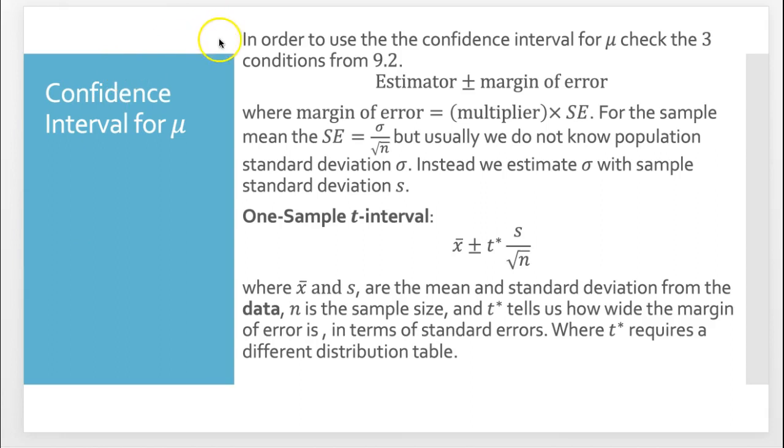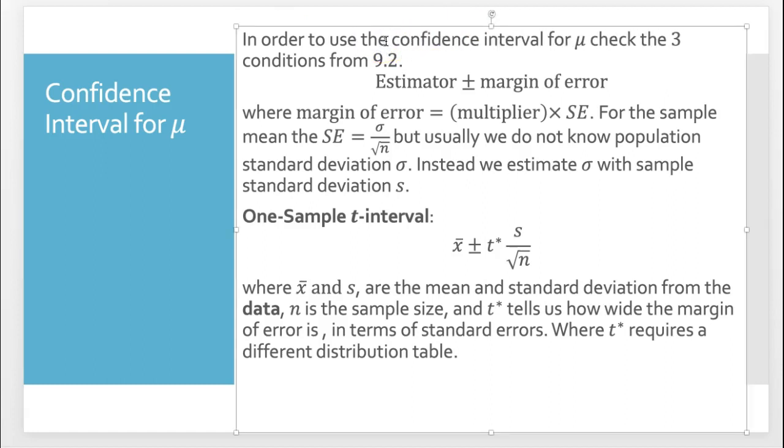Prior, we did a confidence interval for p, the population proportion, and also for a difference in population proportions. So now we're going to work on the confidence interval for the population mean mu.